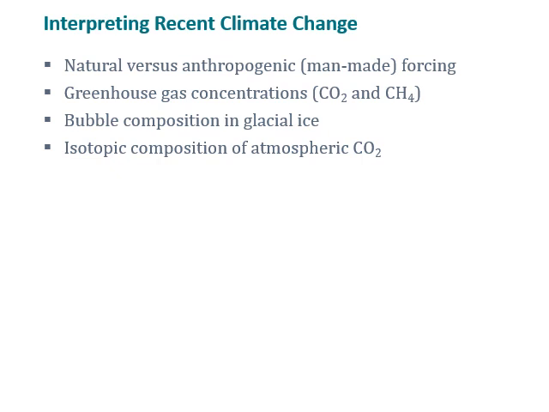So here we'll discuss natural versus anthropogenic climate forcing or change. We'll discuss greenhouse gas concentrations, bubble composition in glacial ice, and isotopic compositions of atmospheric CO2, or carbon dioxide.